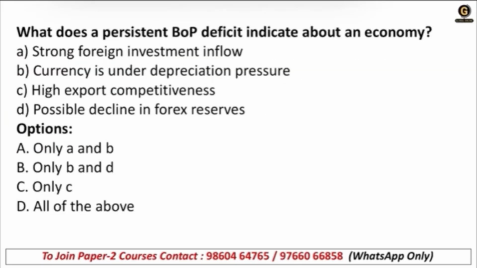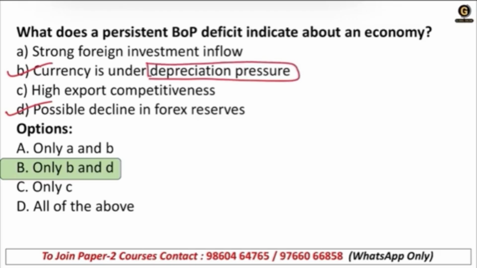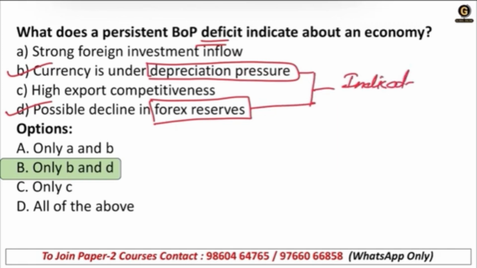Next, what does a persistent BOP deficit indicate about an economy? Strong foreign investment inflow, currency is under depreciation pressure, high export competitiveness, possible decline in forex reserves. Right answer is B and D. When currency is under depreciation pressure, that is one of the reasons to indicate the deficit. And possible decline in forex reserves. Right, these are very important things to indicate the deficit.